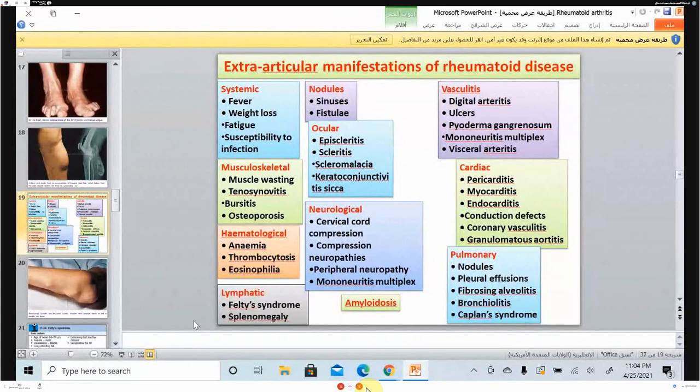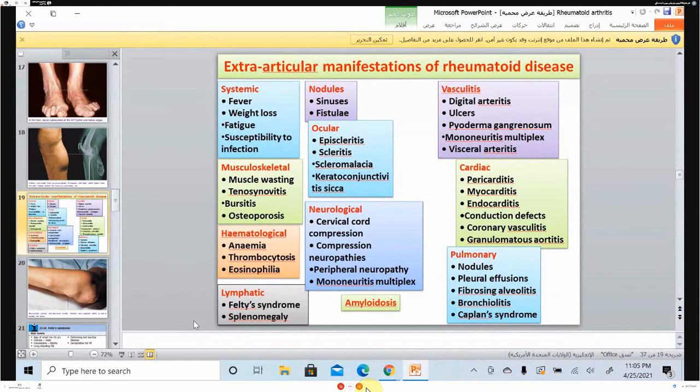Okay. In the spinal area, other diseases may involve the lumbar or lumbosacral region, whereas in rheumatoid arthritis it is only the cervical. Here we have cervical cord compression or compression neuropathies, for example carpal tunnel syndrome, or peripheral neuropathy or mononeuritis multiplex. Other is amyloidosis. Vasculitis may occur as digital arteritis and even ulcers, pyoderma gangrenosum, mononeuritis multiplex which we mentioned, and visceral arteritis.